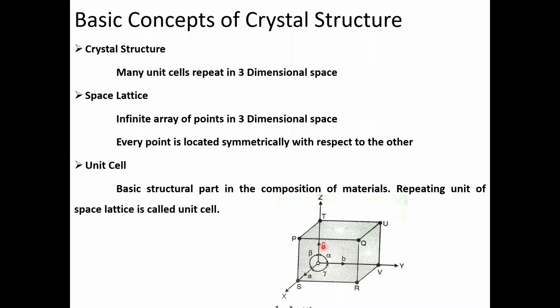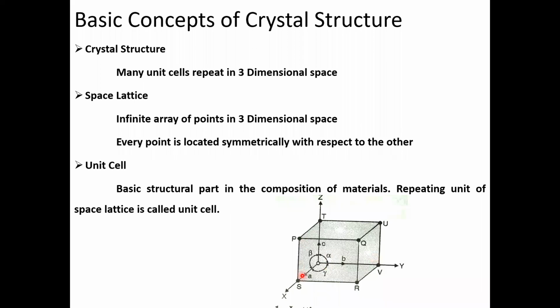The angle between vectors b and c is called alpha. The angle between c and a is called beta. And the angle between vectors a and b is called gamma. So alpha, beta and gamma, that you have to remember. Don't change the conventions. In different books, different conventions are there, but you have to stick with these conventions: a, b, c and alpha, beta, gamma.